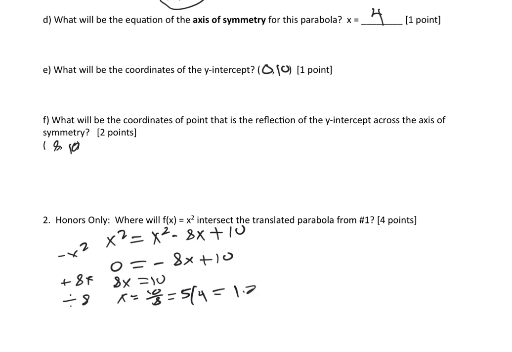That equals 1.25. But we then need to figure out, okay, what about the y value? So we would plug our x value in. We can plug it into either equation, since this would be a point that lies on both. And so when we plug it in, we clearly are going to get the point (1.25, 1.25), or (5/4, 5/4).